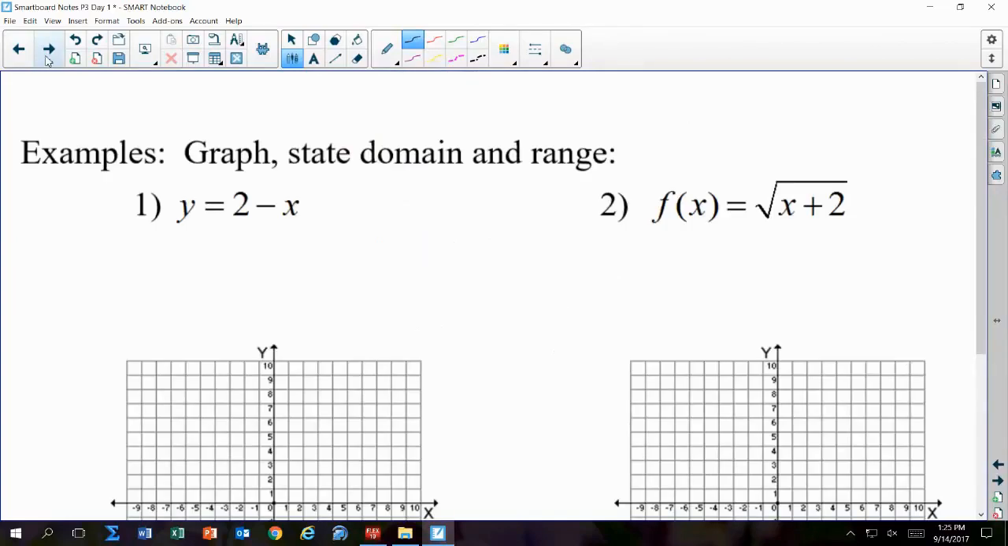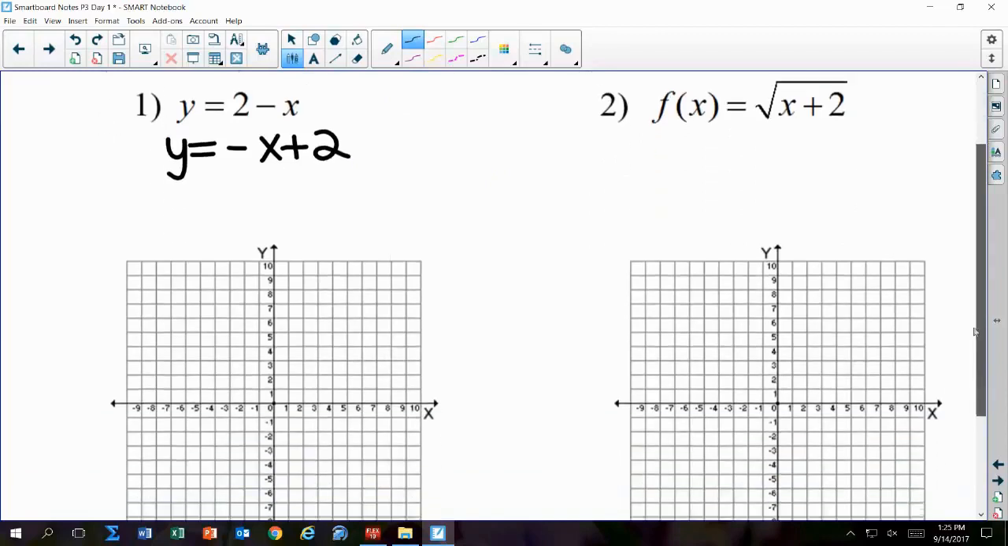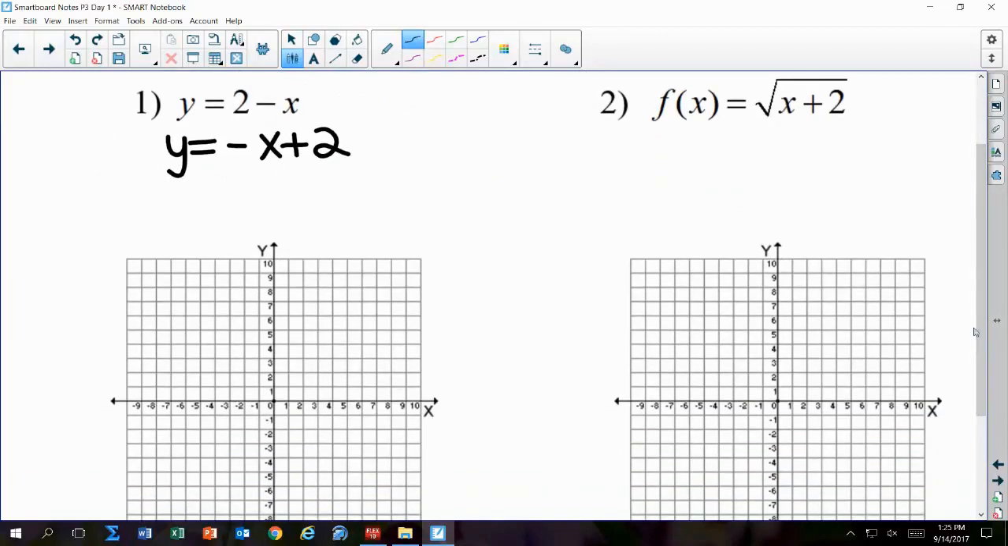All right, so in these two examples, it says graph the following, state the domain and the range. So the first one, to graph it, I'm just going to reorder this a little bit. I'm going to make this negative x plus 2. So really, I'm just graphing a line. My y-intercept is 0, 2, and my slope is negative 1. I think that's the easiest way to graph that. So I'll make my y-intercept at 0, 2. And then from there, I'm going to go down 1 over 1, down 1 over 1.